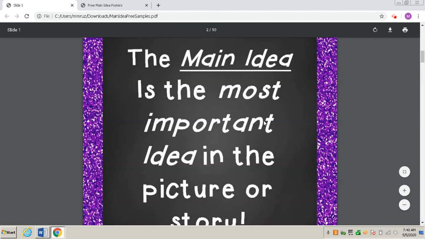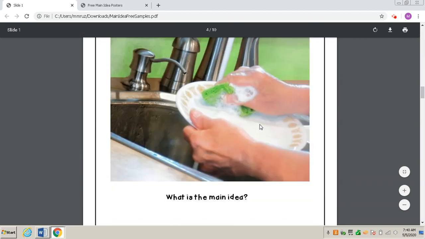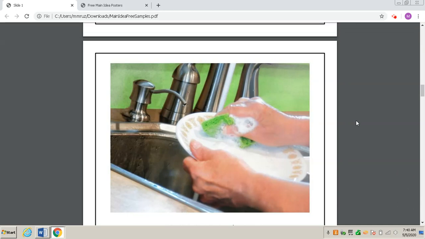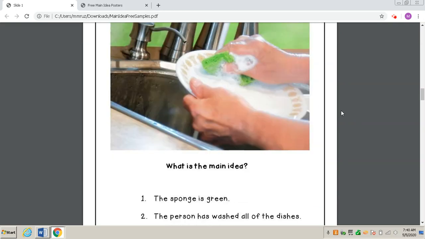So let's take a look over here. I have some pictures, and we're going to see if we can figure out what the main idea or the main topic of these pictures are. So let's take a look at this picture. What is happening in the picture? Yeah, somebody's just washing a plate. They have a green sponge and they're washing it in the sink.